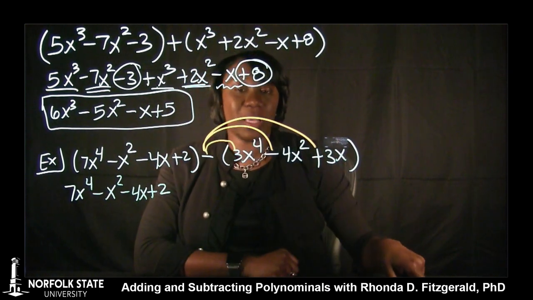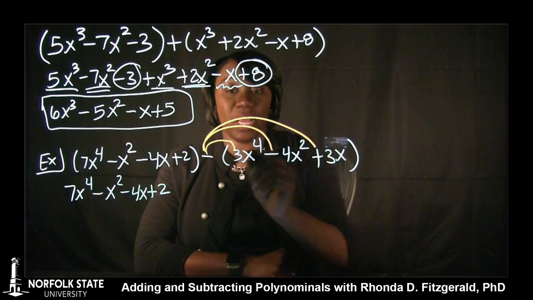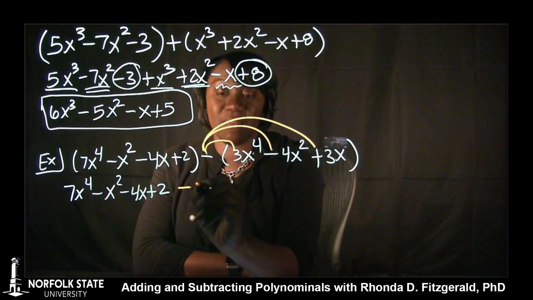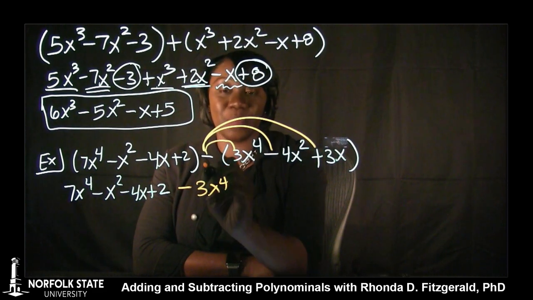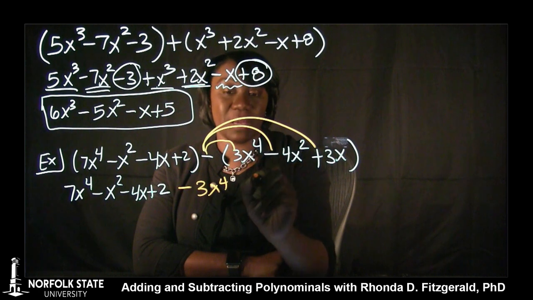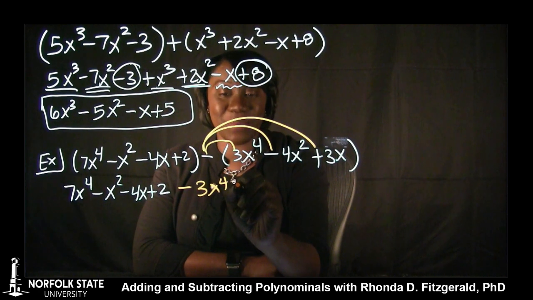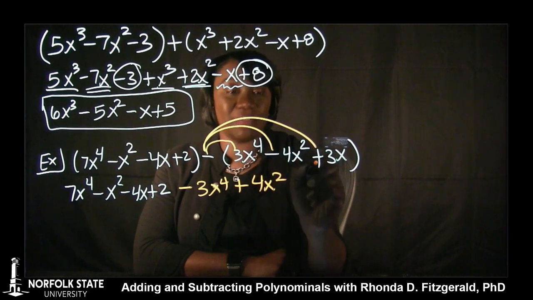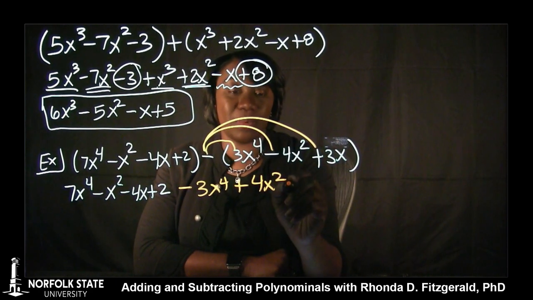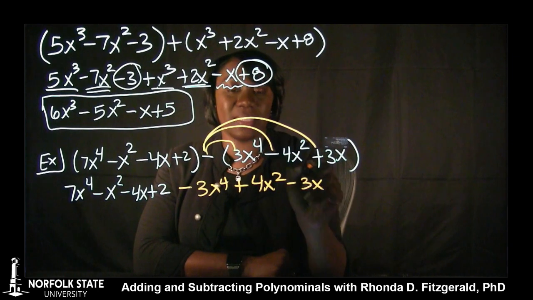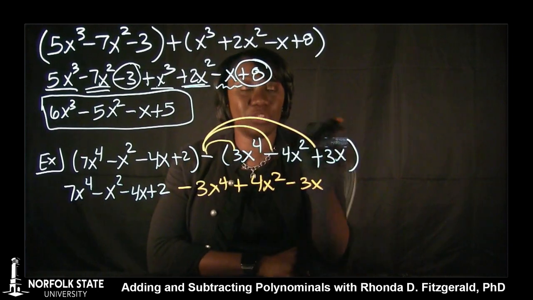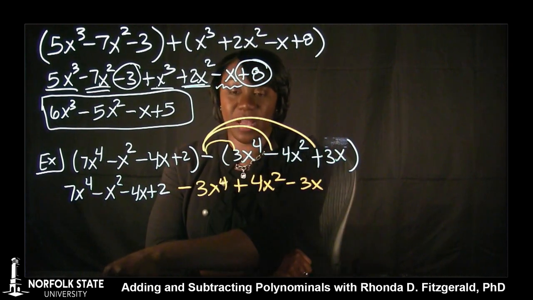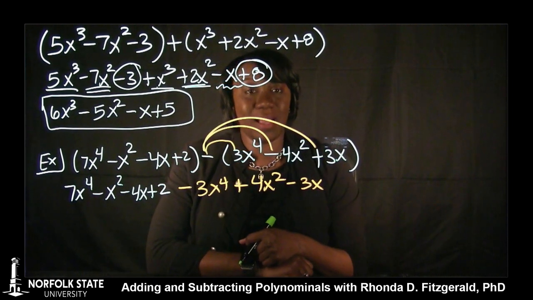However, when distributing our negative sign through, our signs will change because a negative times a positive becomes a negative. So we have a negative 3x to the fourth, and this negative times a negative becomes a positive. So we have a positive 4x squared, and a negative times a positive is negative. So we end up with a minus 3x. So now, once we've distributed our negative sign, we can now drop the parentheses, which we've done. Now it's just a matter of adding our like terms.